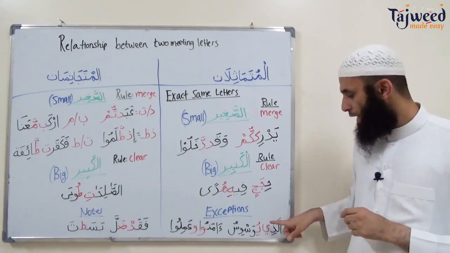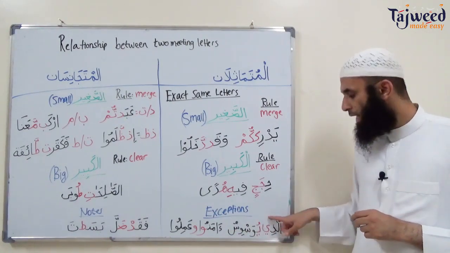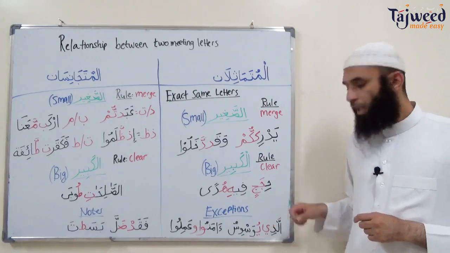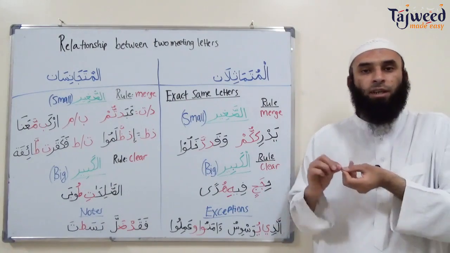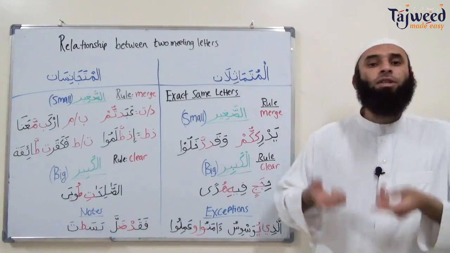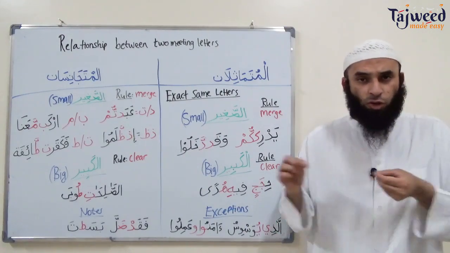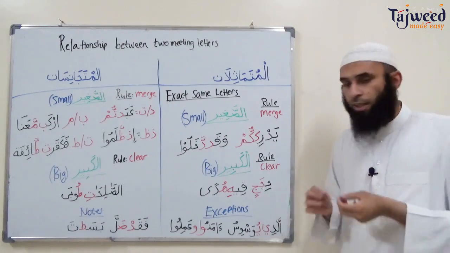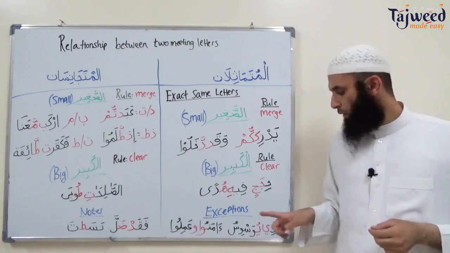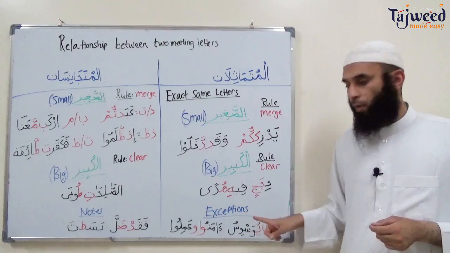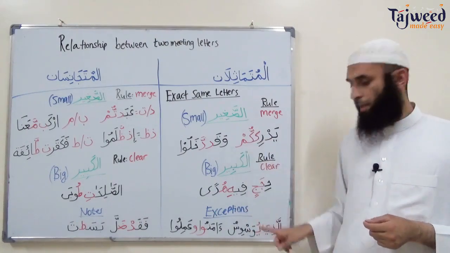For example, if you have الذي يوسوس, the ya on الذي is for stretching. It's not an original ya. If there are letters for stretching, like alif, waw, and ya, then we do not merge it. So we don't say alladhi yuwaswisu with a merge. This rule does not apply here.